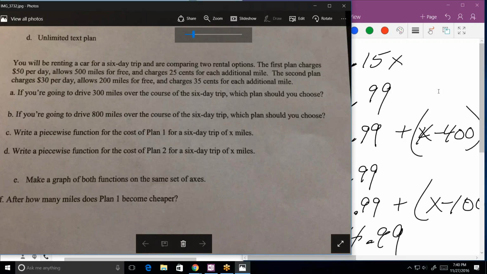So the last problem here is similar to the other, only the other we had four options, and this one we only have two. Okay. So let's see, do we actually need to write the piecewise functions? Yeah, it looks like we do. In other words, part C and part D require us to write a piecewise function.